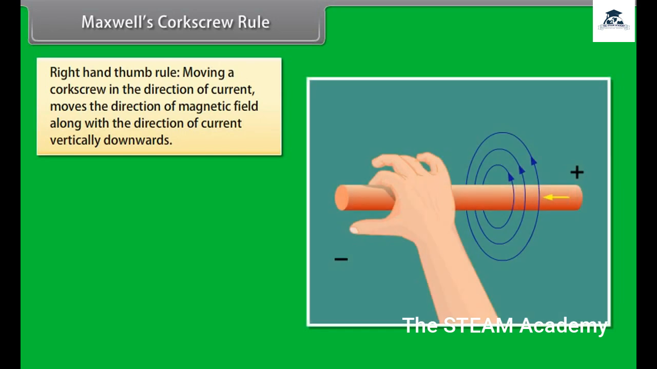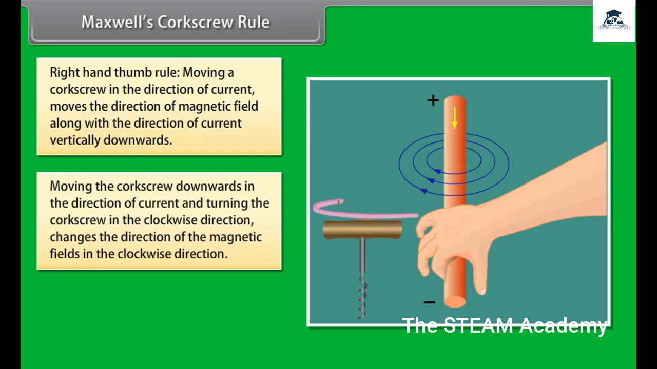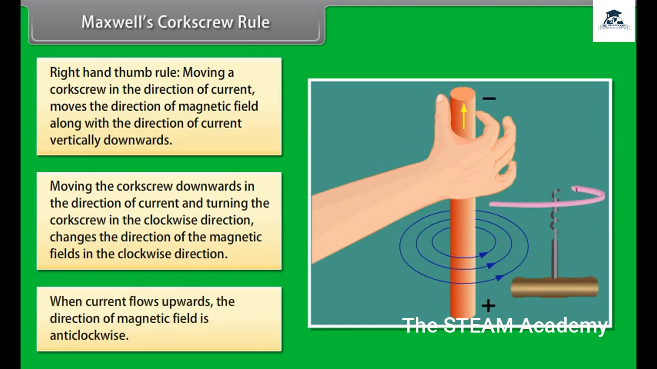Maxwell's corkscrew rule, also known as the right-hand thumb rule, defines that moving a corkscrew in the direction of current moves the direction of magnetic field along with the direction of current vertically downwards. If we move the corkscrew downwards in the direction of current and the handle of the corkscrew is turned in the clockwise direction, then the direction of the magnetic field is clockwise. So, when current flows upwards, the direction of the magnetic field changes and is anti-clockwise.